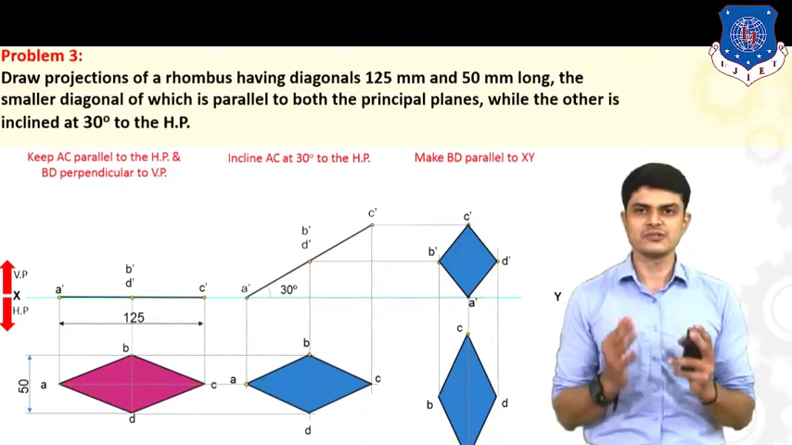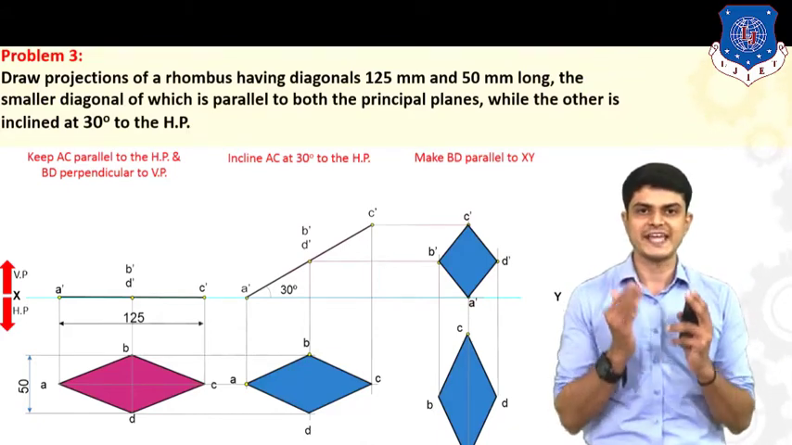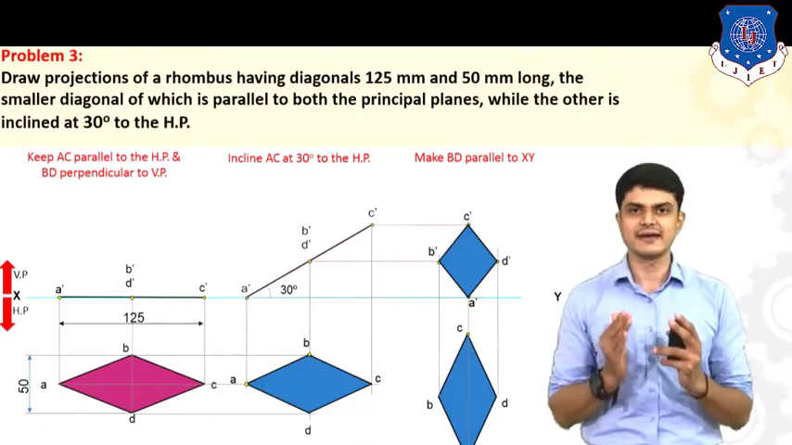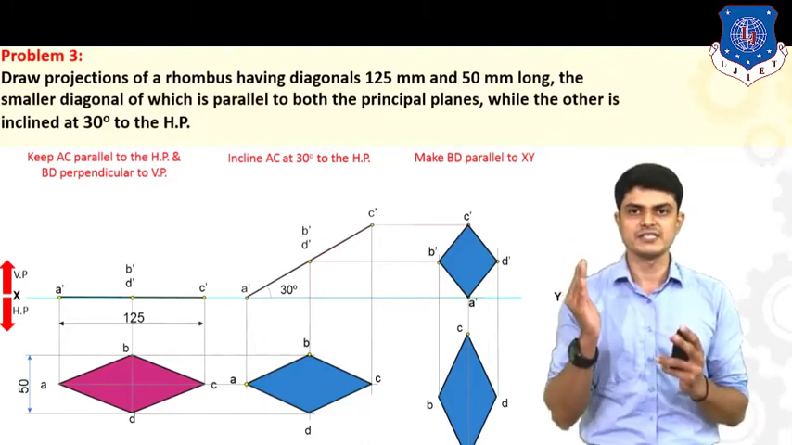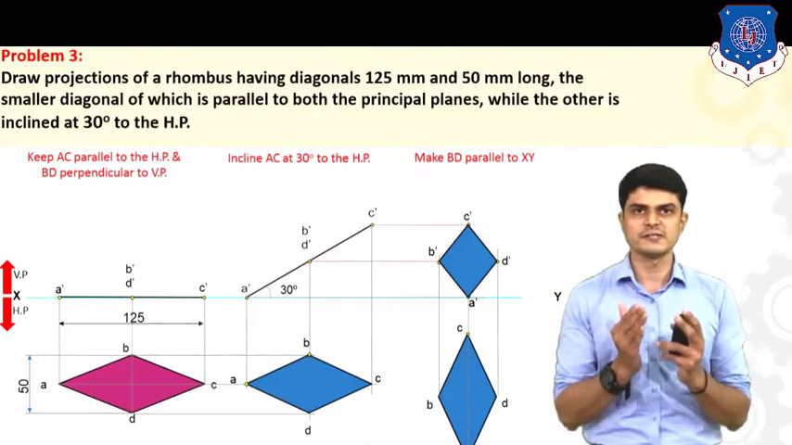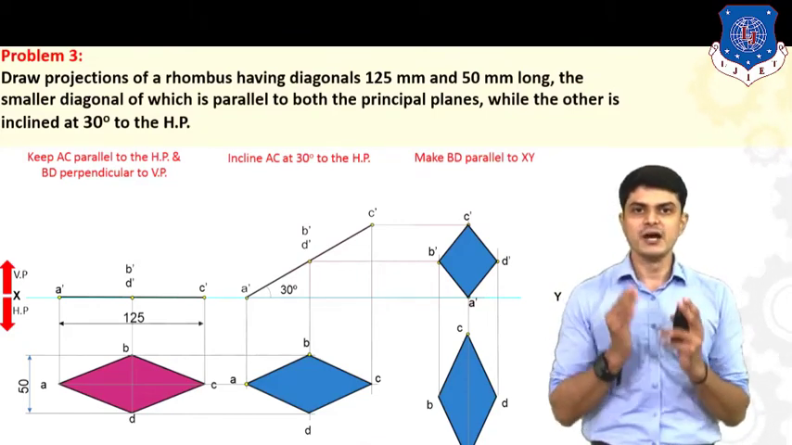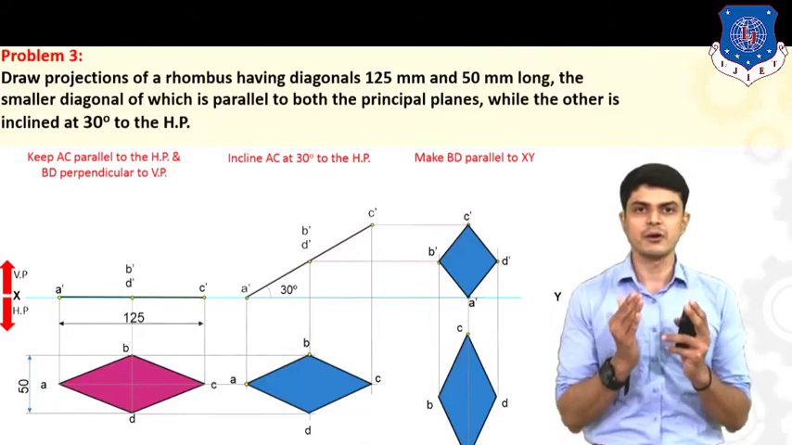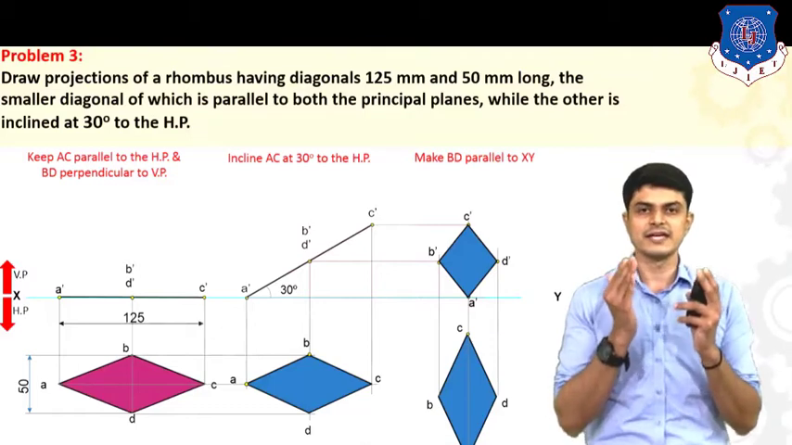Then, as your rhombus is resting on HP, we should find out the condition for HP first. So let us read the data and understand the condition for HP first. It says that the smaller diagonal is parallel to both the principal planes, while the other diagonal is inclined at 30 degree to HP. Other diagonal means we are talking about the longer diagonal. So here the longer diagonal is inclined at 30 degree to HP.